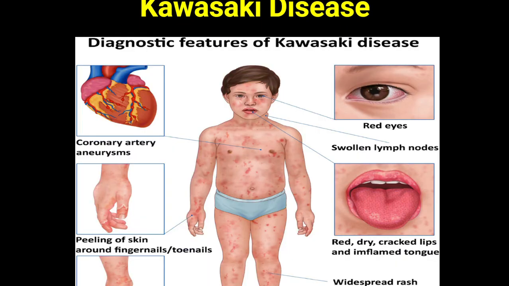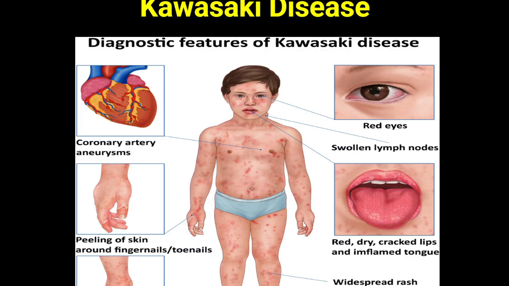Nursing care is symptomatic and supportive. The main treatment is IV immune globulin within 10 days of fever onset, which reduces the risk of coronary artery aneurysms from about 25% to less than 5%. Aspirin is also given for its anti-inflammatory and antiplatelet effects.